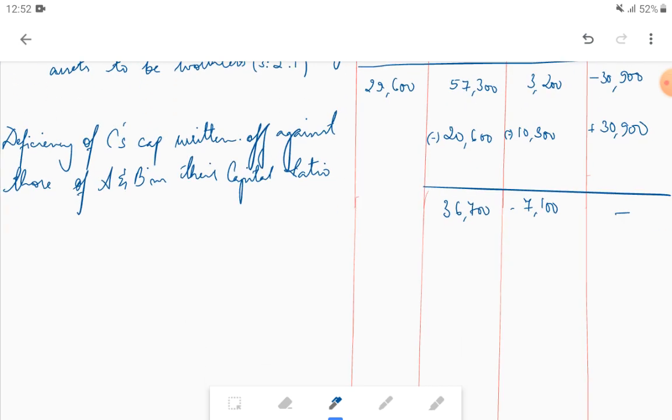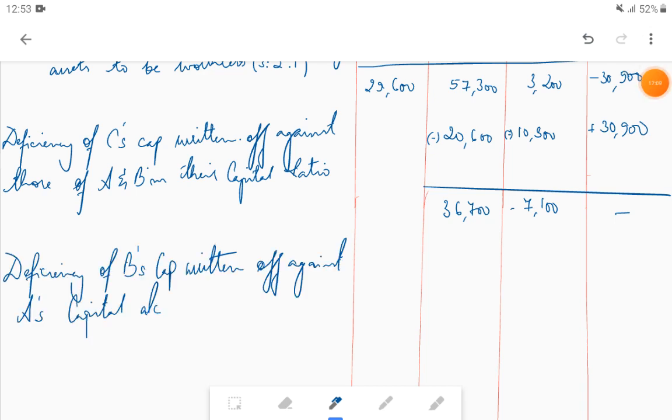Now we'll notice the next partner who has a deficiency is partner B. Partner C's deficiency has been written off. Now we have another partner who has a deficiency, which is partner B. Partner B's deficiency has to be made good by the partner who is solvent, and the only solvent partner under this situation is partner A. So next, we'll be writing down deficiency of B's capital account written off against A's capital.